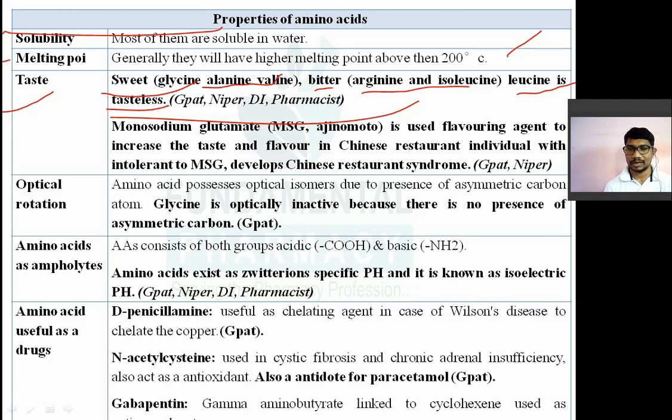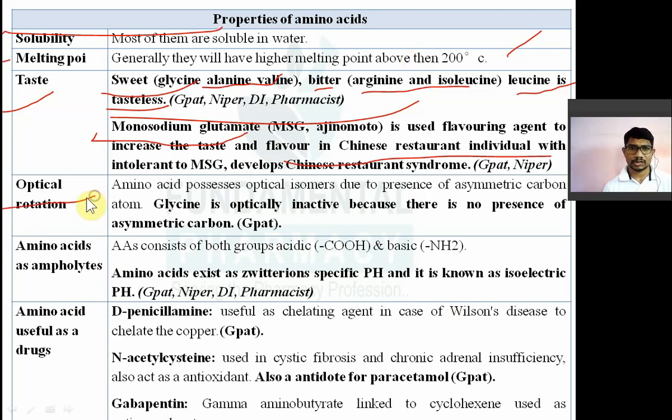Now optical rotations of amino acids, as I have told you. If an amino acid has an asymmetric carbon atom, it is optically active, and if it does not have an asymmetric carbon atom, it is optically inactive. So all amino acids are optically active except glycine. Remember, glycine is optically inactive because there is no asymmetric carbon atom.